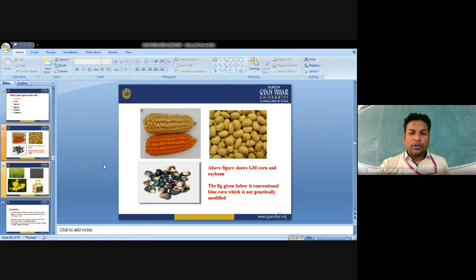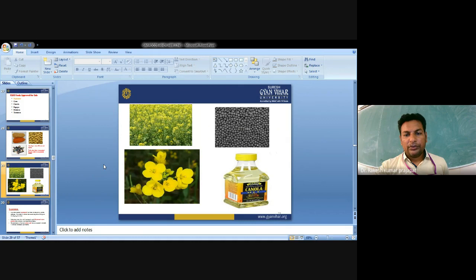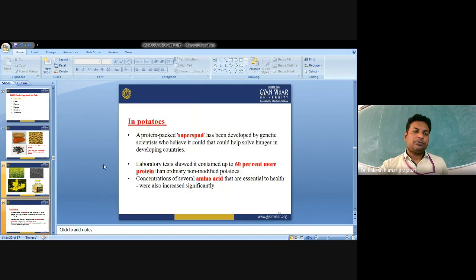So this is the GM corn and GM soybean, compared with the conventional one, which is not genetically modified. These are a few of the genetically modified crops available in the market.